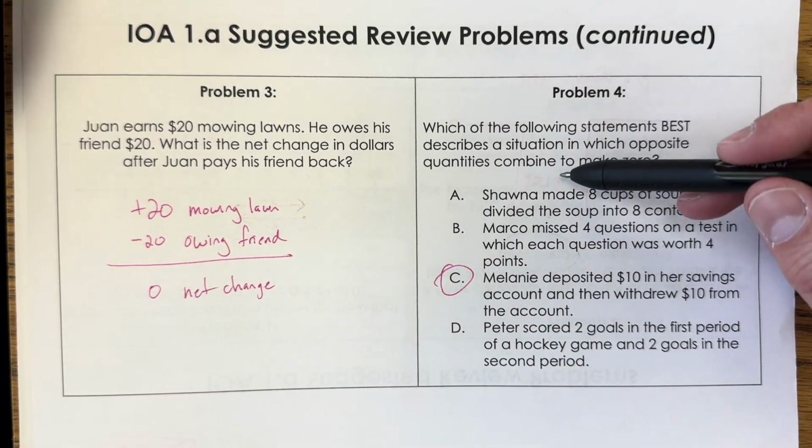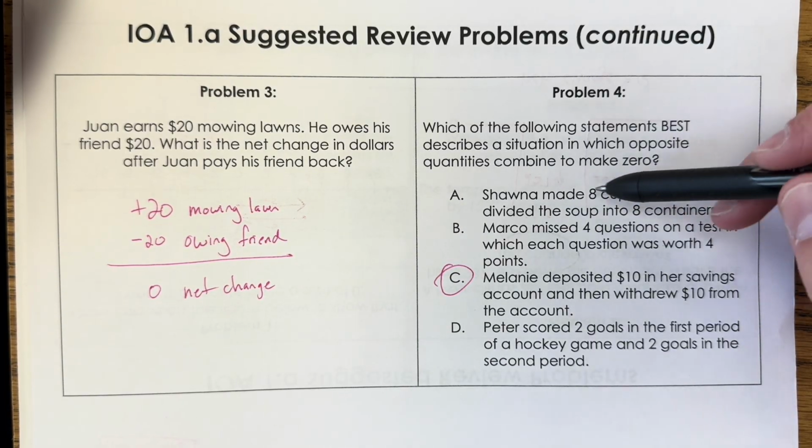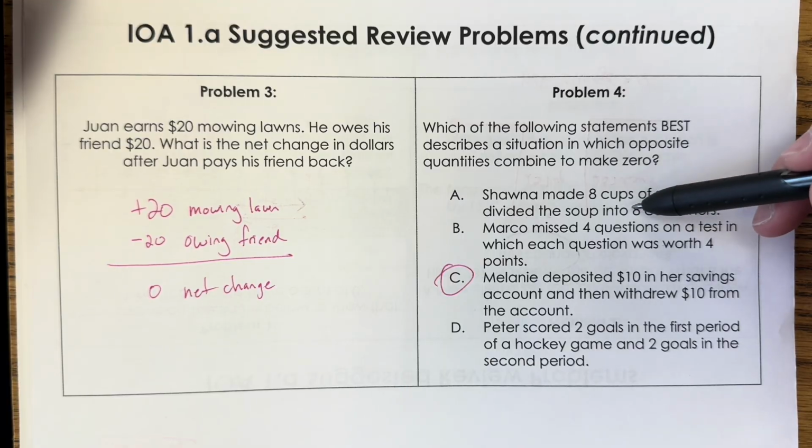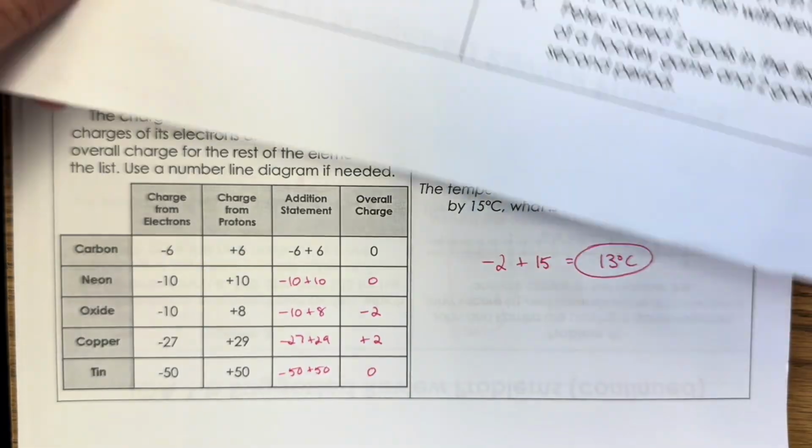For example, if we choose A, which is incorrect, Shauna made 8 cups of soup and divided the soup into 8 containers. She didn't get rid of the soup. The soup still exists, right? But here, in Melanie's case, the money's gone.